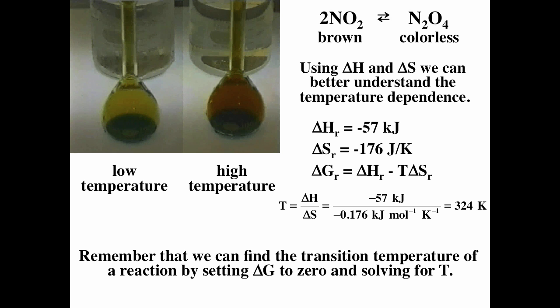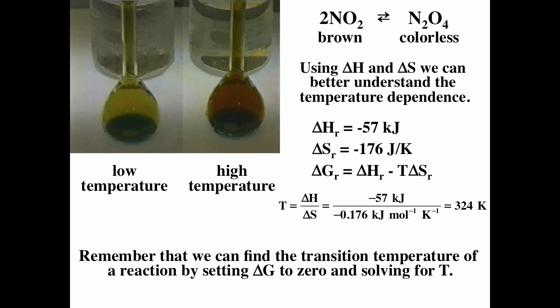And so T equals delta H over delta S. Now you've got to remember that typically delta H is in kilojoules and delta S is in joules per Kelvin. And so we have to either change delta H to joules or delta S to kilojoules per Kelvin. In this example here, I changed delta S to kilojoules per Kelvin. And so the kilojoules cancel and we're left with 1 over 1 over Kelvin, which is a Kelvin.